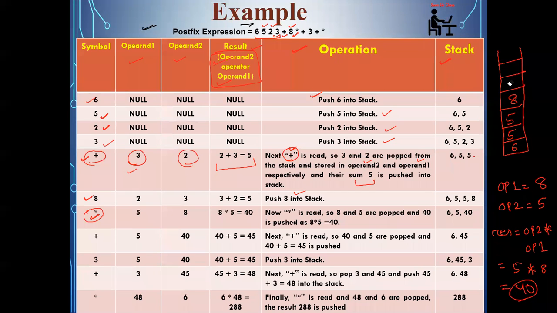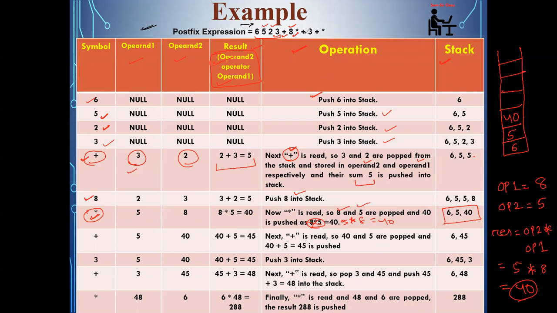But as you have done 2 pop operations, clear? So that means now the stack top is 5. On 5, I have to keep 40. Clear? Now you can check, 8 and 5 are popped. 40 is pushed because 8 into 5 we have done. Or this is the same as 5 into 8 equal to 40. Okay. Now the stack contains 6, 5 and 40.